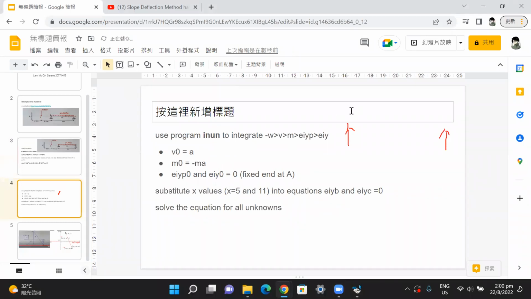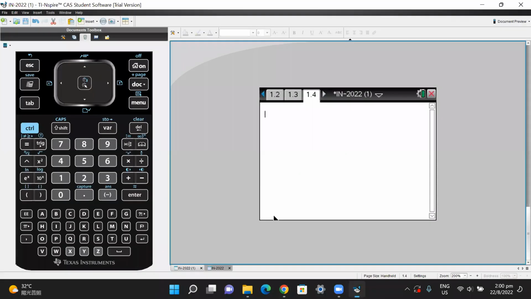And then we could solve the equation for all the unknowns by these 4 equations. Let's type the first equation. E1 equals A plus B plus C minus 100 minus 24 times 6 equals 0.